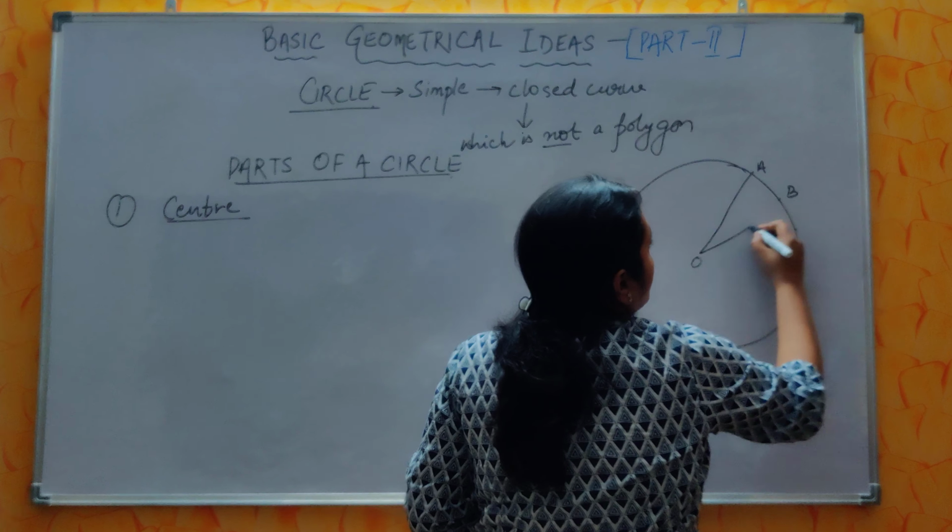After that, let's see what is a chord. Okay, a chord is a line segment joining any two points on the circle. Suppose we have 2 points P and Q, then the line segment joining P and Q will be a chord of the circle.